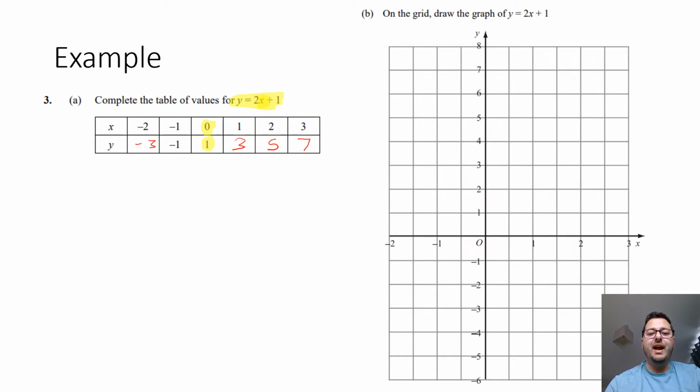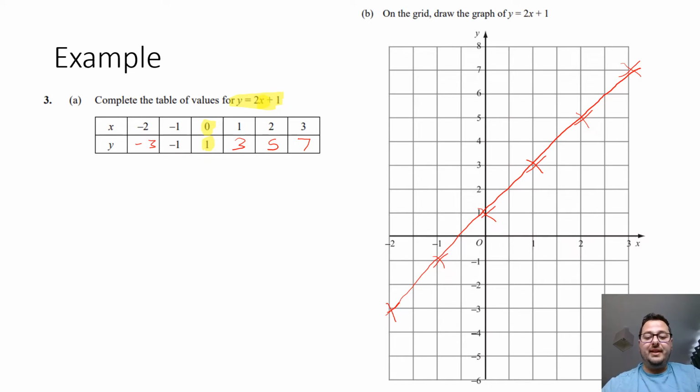Okay, so let's draw the graph. Let's just plot these points. We've got minus 2, minus 3 is there. We've got minus 1 and minus 1. We've got 0 and 1. We've got 1 and 3. We've got 2 and 5. And we've got 3 and 7. And then all you do is get a ruler. I can't do that on here, so I'm going to do my best straight line impression. That's not bad. But with a ruler, you want to just join them all up like that.